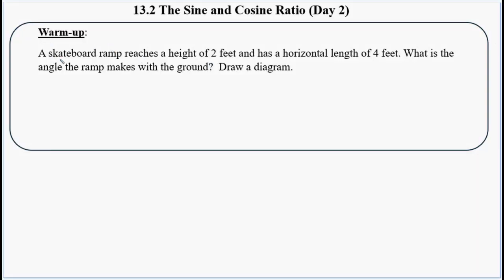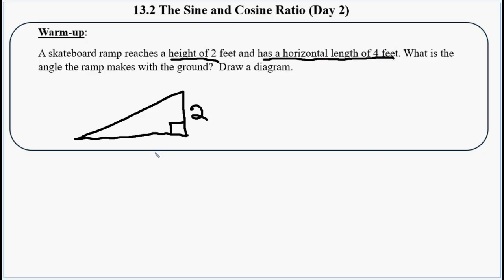All right, here in the warm-up, we got a skateboard ramp. It reaches a height of 2 feet. Let me draw a little picture here. So here's our ramp. Here's our right angle. It reaches a height of 2 feet, and it has a horizontal length of 4 feet. What is the angle the ramp makes with the ground?